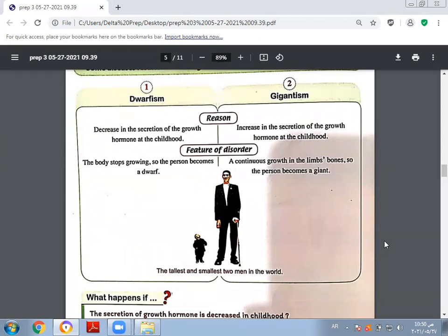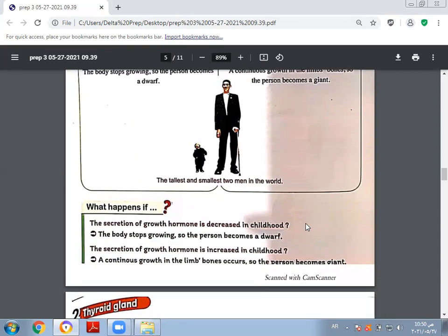The second disorder is gigantism, and its reason is an increase in the secretion of the growth hormone in childhood, and the feature of the disorder is a continuous growth in the limbs and bones, so the person becomes a giant. As we can see here, this person is very tall. If we compare the dwarf and the giant person, we can see the difference between dwarfism and gigantism.